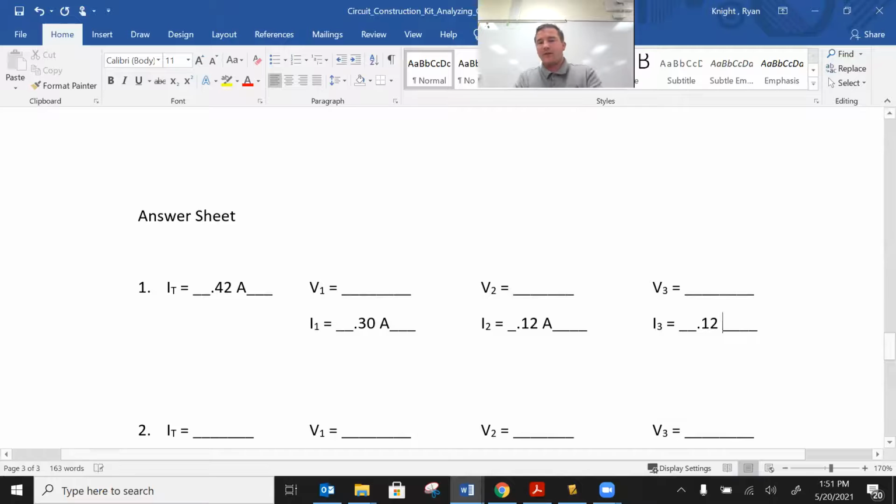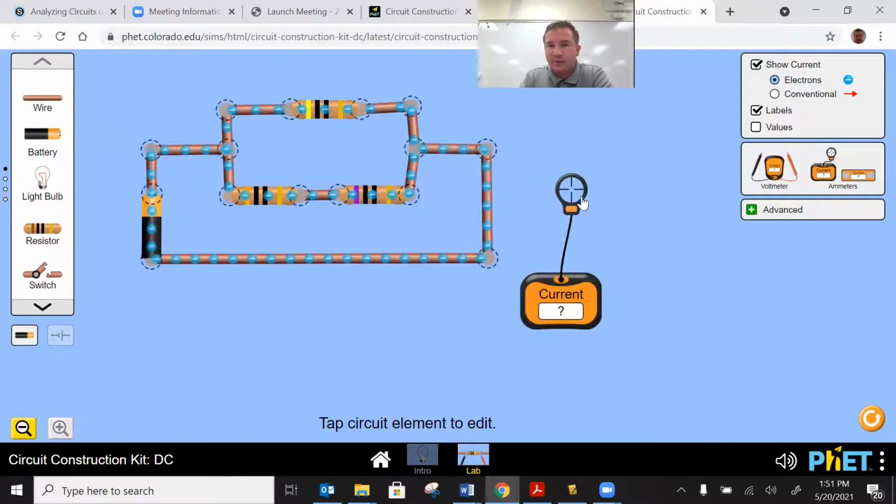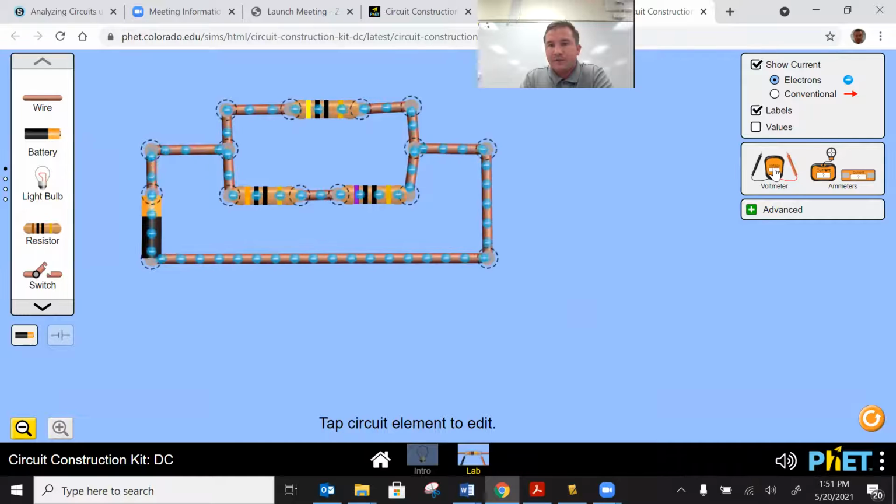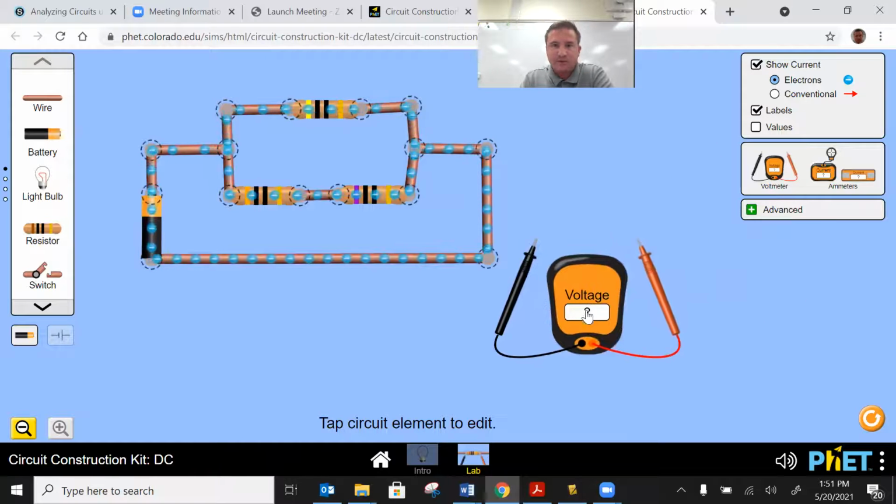All right, so there we go. I've got the currents: total current through the battery, current through resistor 1, current through resistor 2, and current through resistor 3, all labeled there. The second part is the voltages. I need to check the voltages. This middle one gives us the currents. I'm going to put him back for a second. This first one on the right gives us the voltages.